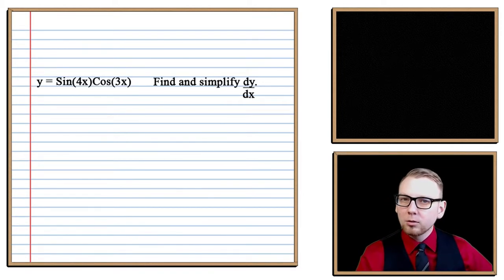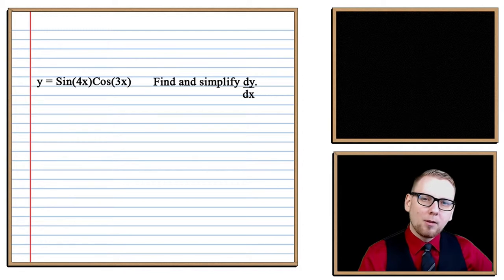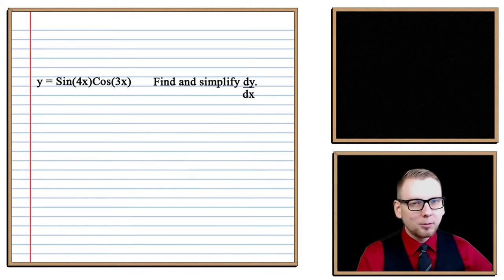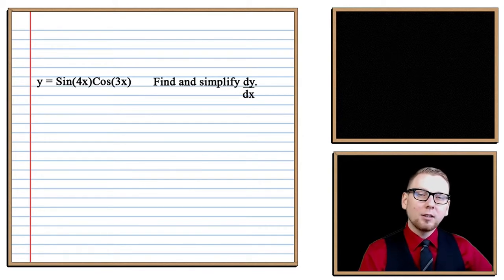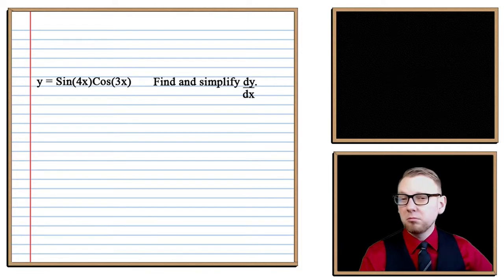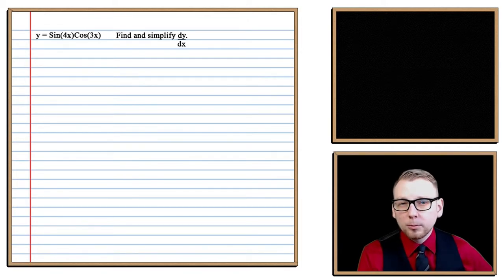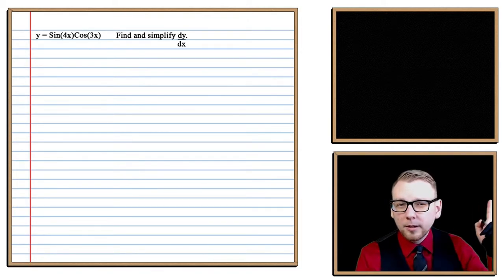Okay, so the question asked of us was, find the derivative, or find dy dx, of the function y equals sine of 4x cosine of 3x. Doesn't seem too bad. Let's give it a shot. There are a few formulas that we need to solve this problem, which I'll display right up here.